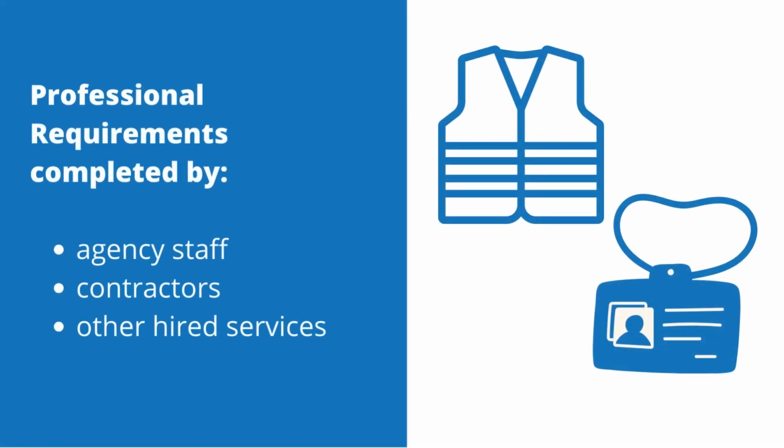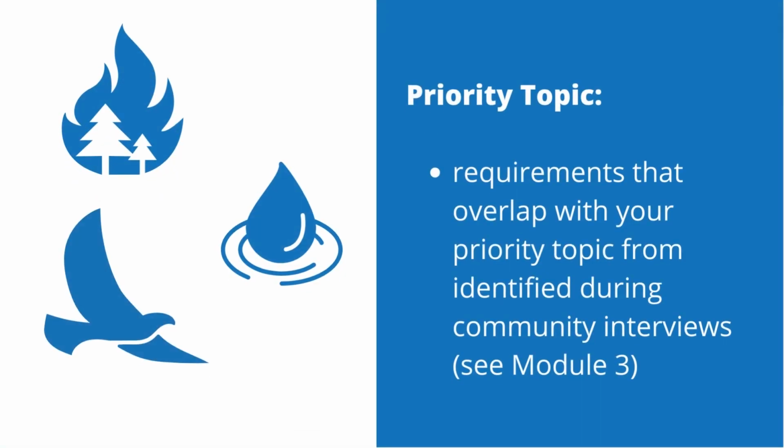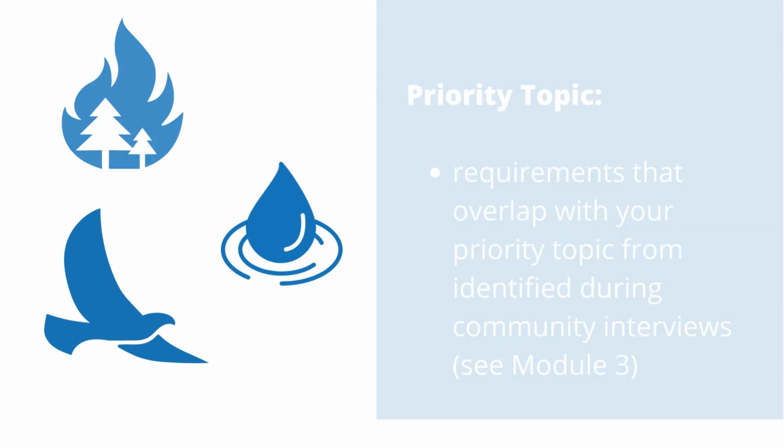Professional refers to any requirements that will be met through professional services, like contractors or agency staff. Priority topic refers to requirements that overlap with the priority topic identified through your community interviews from Module 3.